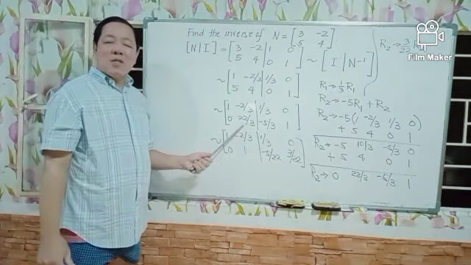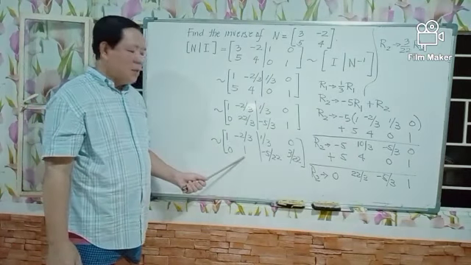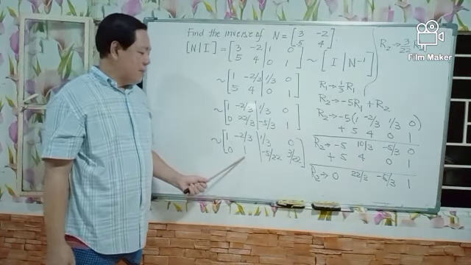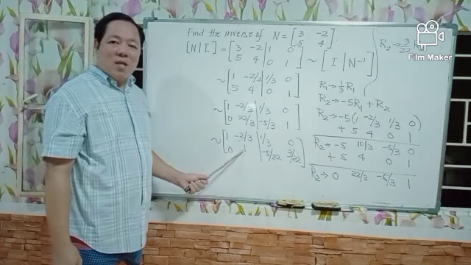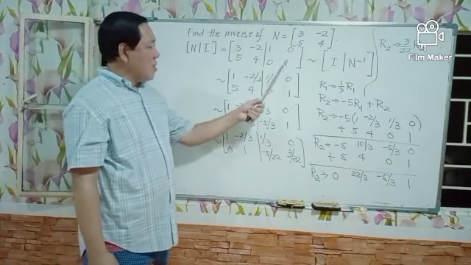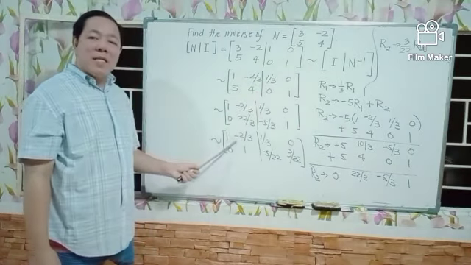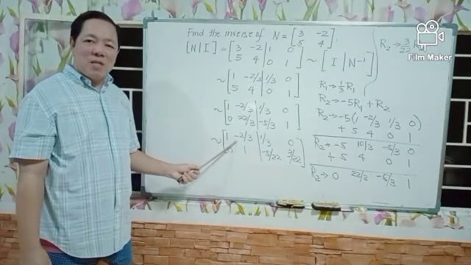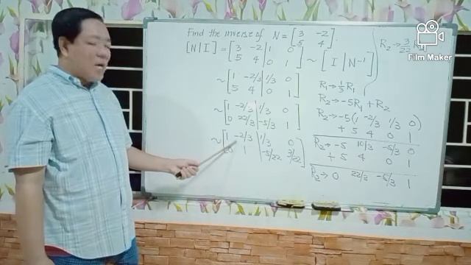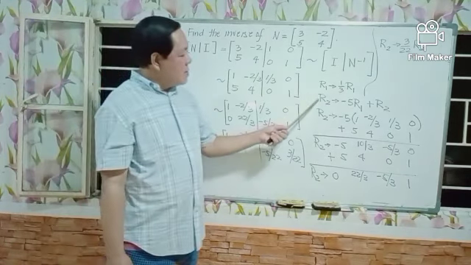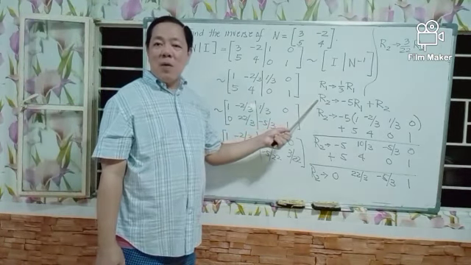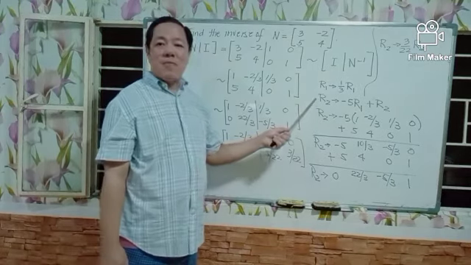So we have changed 22 over 3 to 1. And we are still working on the second column. In the second column now, this entry, negative 2 over 3, must be changed to 0. And we will make use of an elementary row operation of this form.